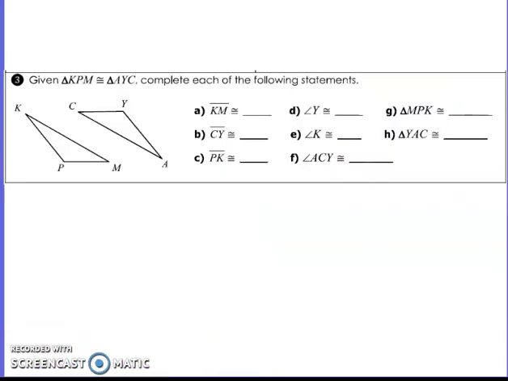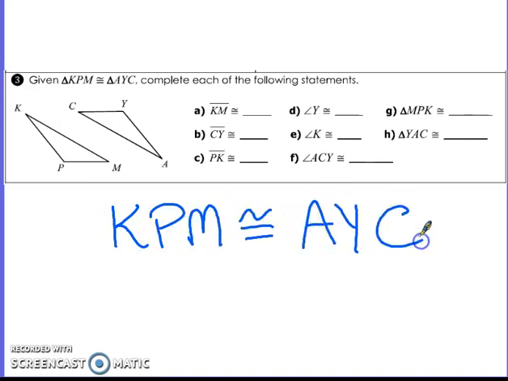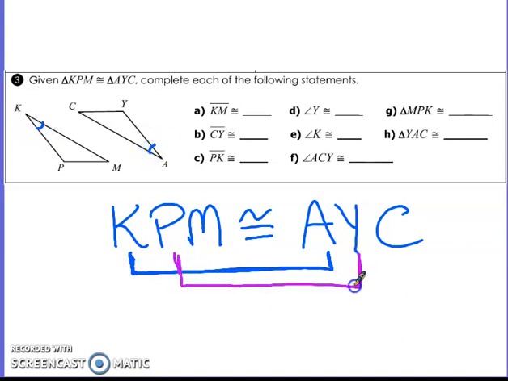Now, if we look at example 3, we are given KPM is congruent to AYC. We need to complete the following congruency statements. Now, I'm going to write the congruency statement just a little bigger so we can match them up. And I'm going to start at the beginning. Angle K is congruent to angle A. They're both at the first spot. Angle P is congruent to angle Y. They're both in the second spot. And last but not least, M is congruent to C. They're both in the third spot.